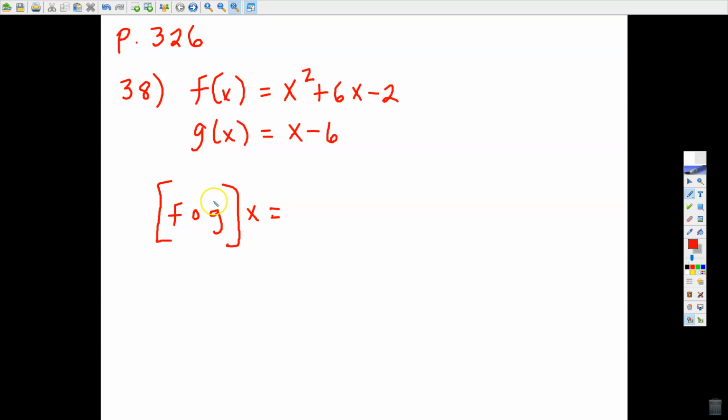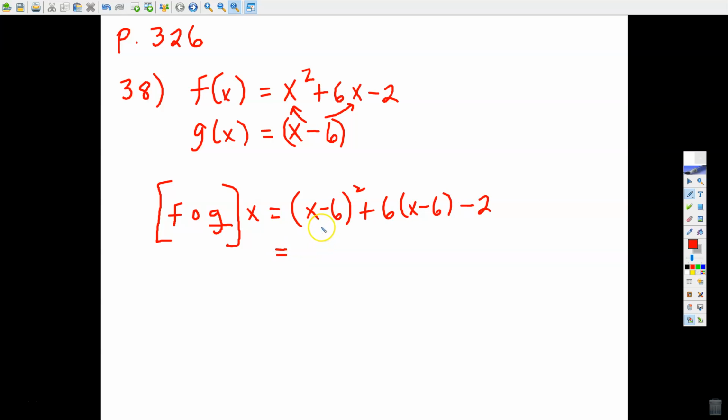Just like we talked about in class, we're going to take the g function and input it into the f function. So x minus 6 is going to replace both of these x's. It's going to look like this: x minus 6 quantity squared plus 6 times x minus 6 minus 2.